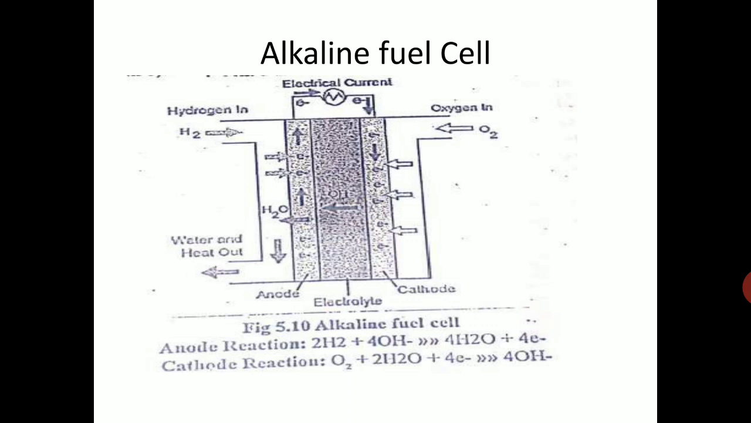At the anode, when we supply hydrogen, it generates electrons as well as water, and at the cathode the oxygen is supplied continuously, which reacts with this water and electrons to produce hydroxyl ions, and hence continuously electrons are produced at the anode and electricity is produced by each cell.